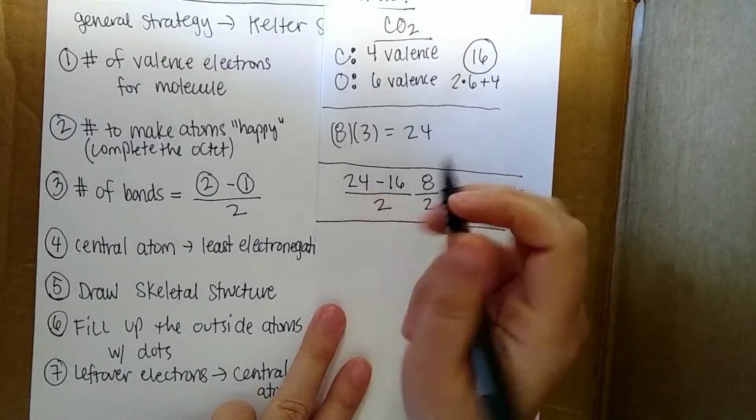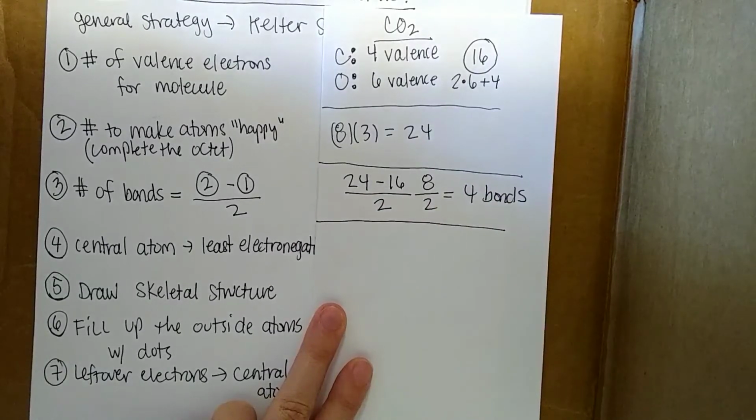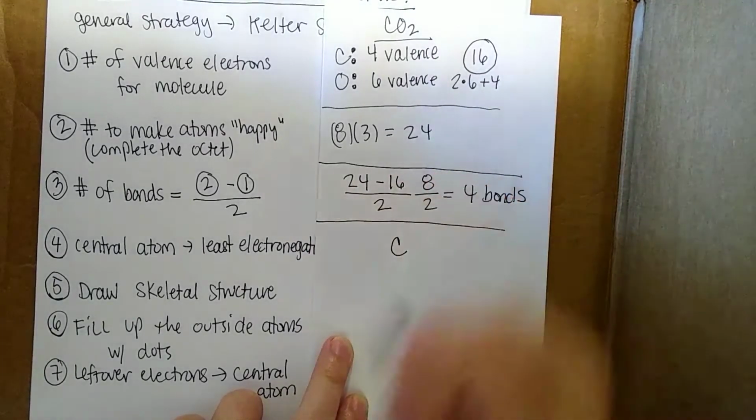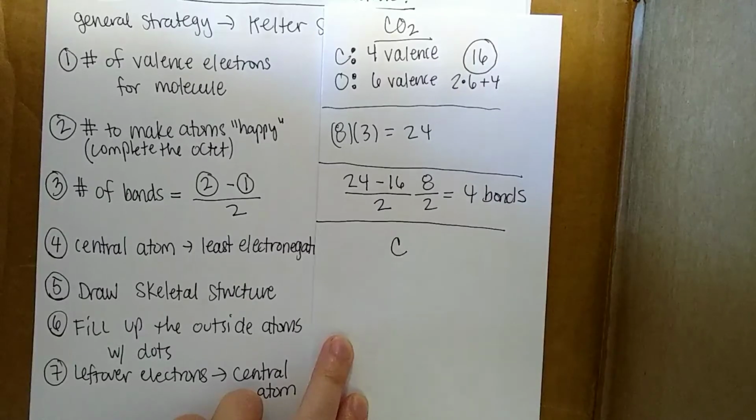Now this is the part where step 4 becomes important. We have to decide which one of these atoms is the least electronegative. And you can do that by thinking about the periodic trend. Moving from left to right across the periodic table, we're becoming more electronegative. So because oxygen is farthest to the right, we know that to be the most. So carbon is going to be our least electronegative, and therefore the central atom.